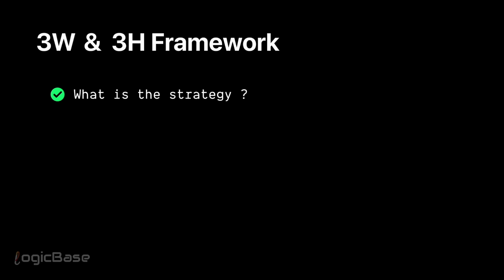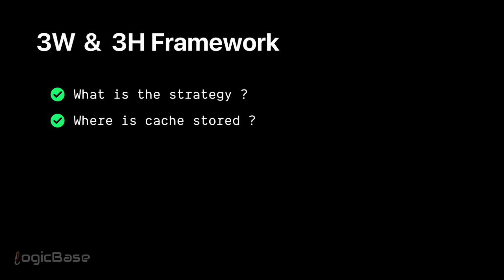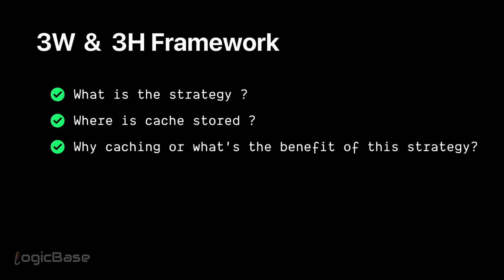Number 1, what is the strategy? In other words, what type of caching are we using? Is it memory cache, file system cache, external CDN cache, or maybe database level caching? Number 2, where is the cache stored? Where exactly is the cache data being stored? On the local file system, in the RAM, in Redis, or in a third-party storage service like S3 bucket or a CDN? Number 3, why caching? Or what's the benefit of this strategy? What do we gain by using this strategy? Is it better speed, optimized resources, reduced server costs, or maybe an architectural advantage?